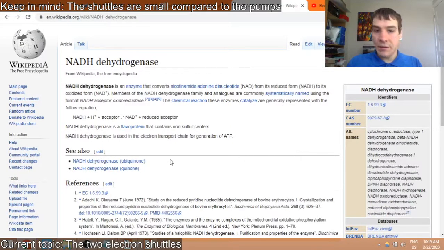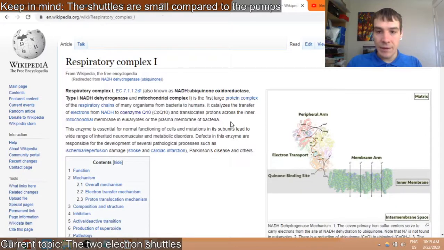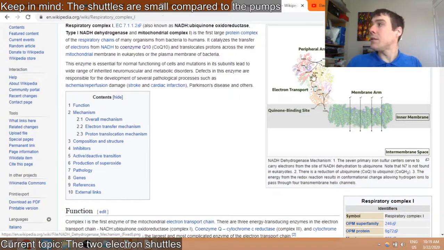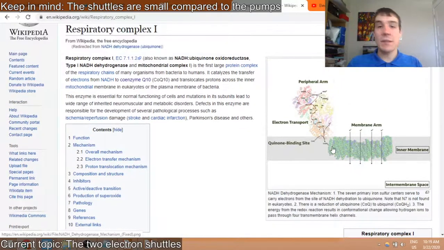I can't find a picture. Oh, there we go. You see that picture of it. It's huge. It's very, very big compared to the sizes of other things. Okay, so that's the electron shuttles. The shuttles are small compared to the pumps. Now we're going to watch a video that puts this all together, and I'll break into the video every so often to explain what's going on.